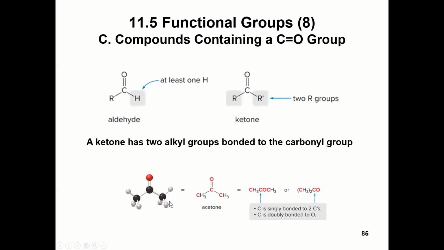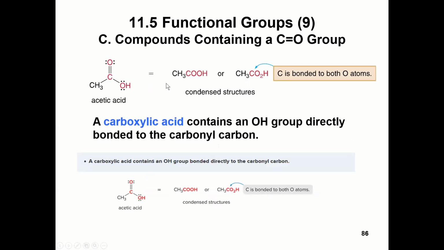And so the two alkyl groups in this case are two CH3 groups, and so this is an example of acetone, and we can draw the condensed formula for acetone like this, where you have a carbon, and it's singly bonded to two carbons, and then the carbon here is doubly bound to the oxygen. And then acetic acid, the condensed structural formula you can draw as CH3COOH. Sometimes you write it as CH3CO2H. And in the carboxylic acid, the OH group is bonded directly to the carbonyl carbon.